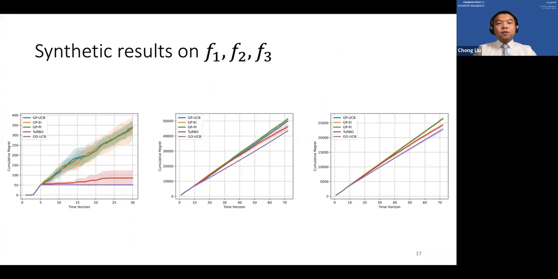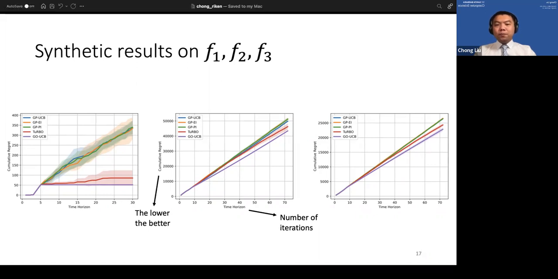And this is a synthetic result of all the f1, f2, and f3. Here, the x-axis, that is time horizon. You can understand the time horizon as the number of the iterations of the running of the algorithm. And the y-axis here, that is a cumulative regret. As we discussed before, this is the lower, the better.